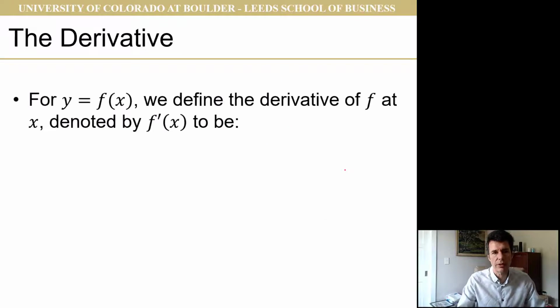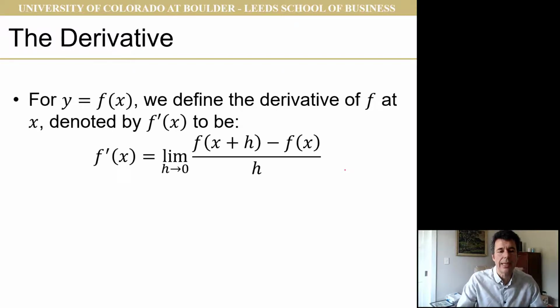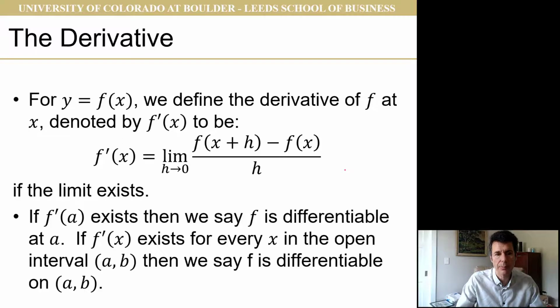Now, we call this the derivative. So if y equals f of x, we define the derivative of f at x, denoted by f prime of x, to be the limit as h goes to 0 of f of x plus h minus f of x divided by h, assuming it exists.